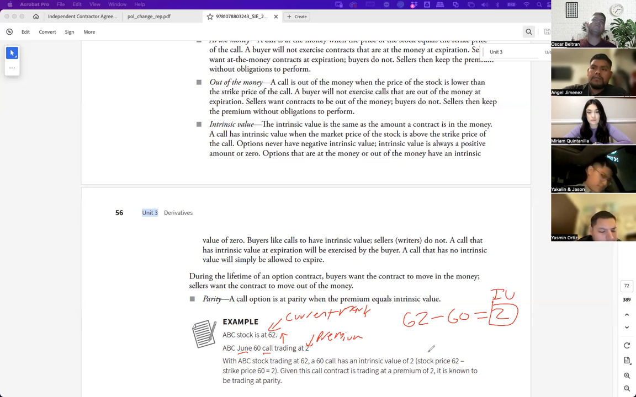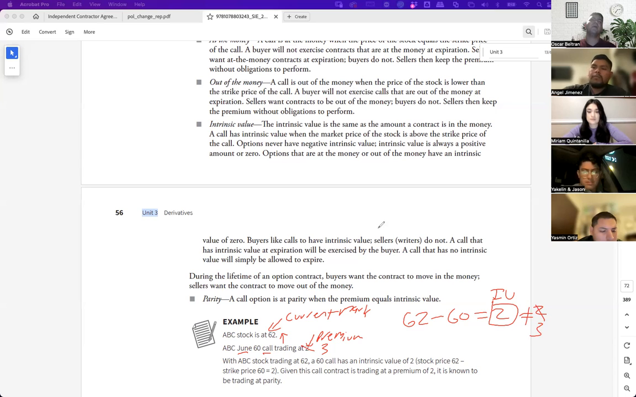Okay. Now, how do you find parity? The premium should equal the intrinsic value. There it is, 2. So right here, we have parity. If this right here was 3, then we wouldn't have parity.